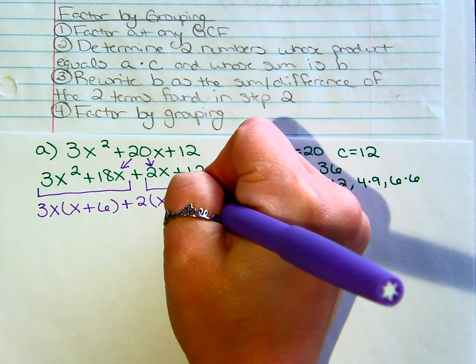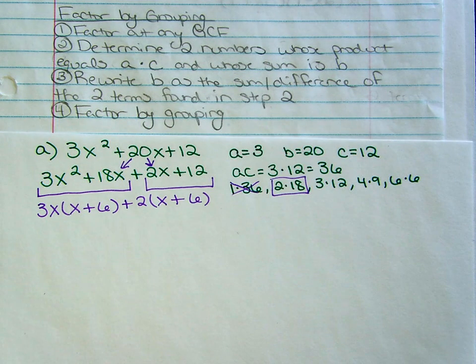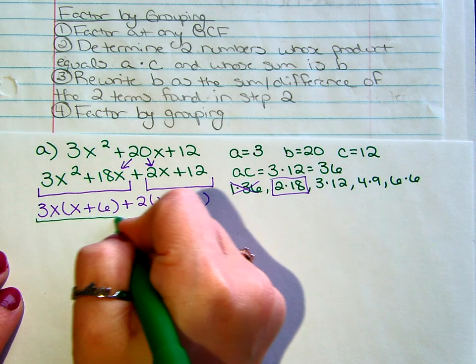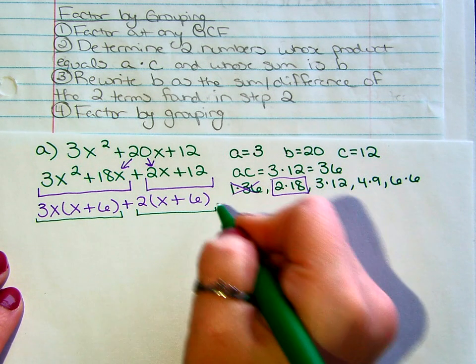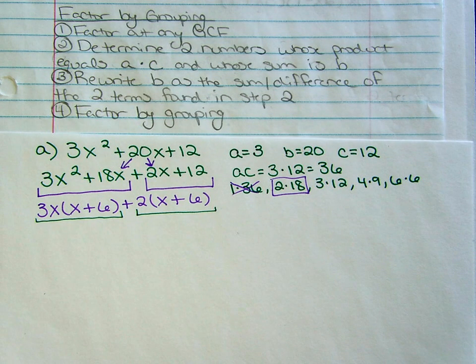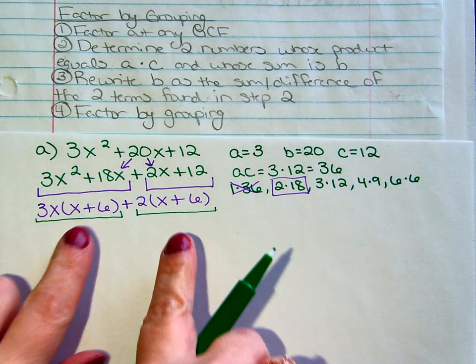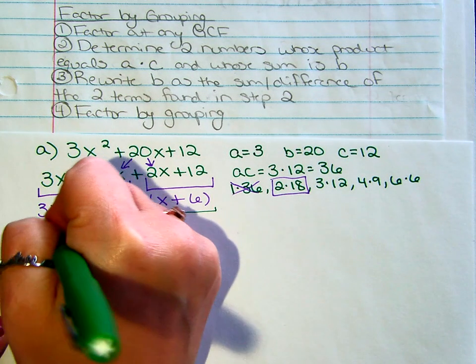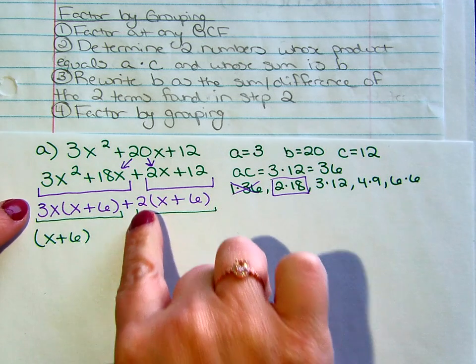Remember, the whole point of factoring by grouping is we get the same thing inside of our parentheses, because now we have one term right here, and we have one term right here. So if I look at those two new terms, they both have an x plus 6 in common that I can pull out front. And when you pull that out front, whatever's in front of those parentheses is what goes in your second parenthesis.